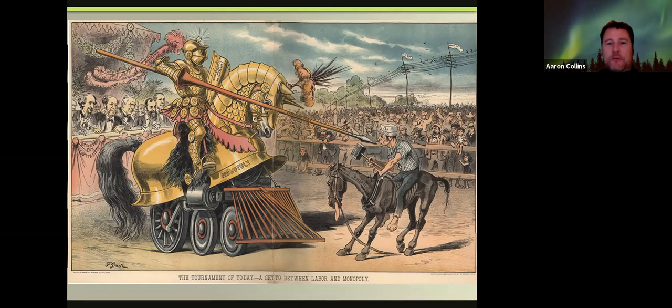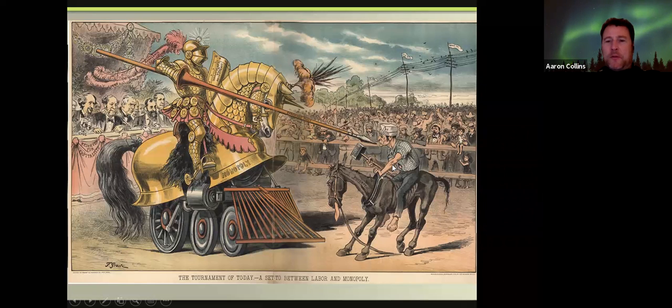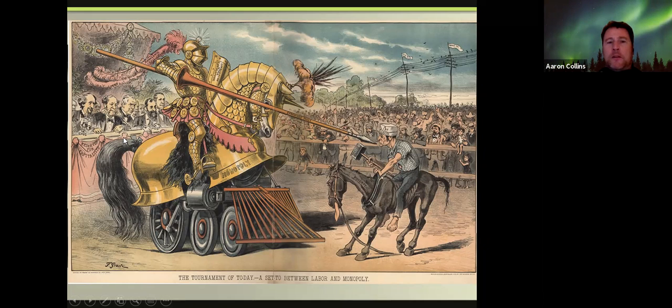So here's another cartoon. You've got Monopoly. You got Monopoly, pick the normal guy. The donkey says poverty, okay? And it says here, the tournament of today, a set to between labor and a monopoly, okay? So what is a monopoly? A monopoly is when one company controls everything.